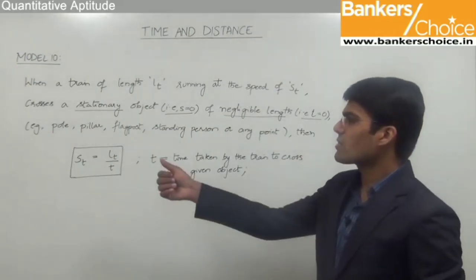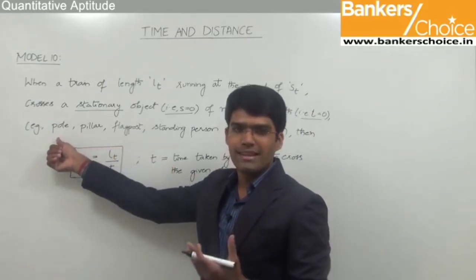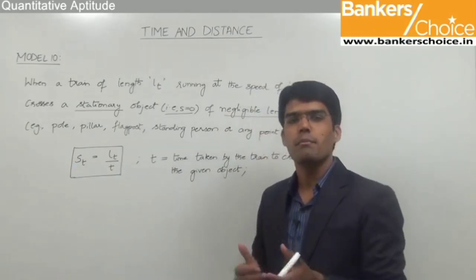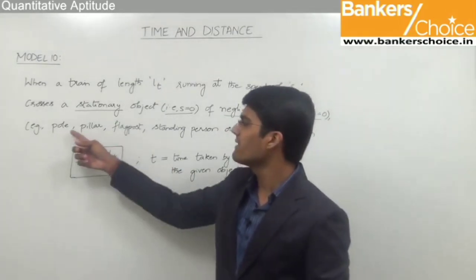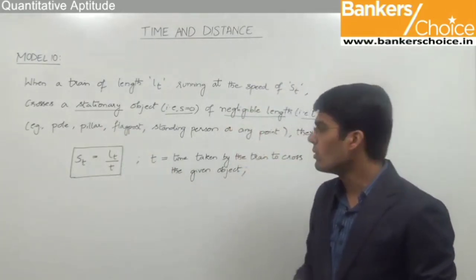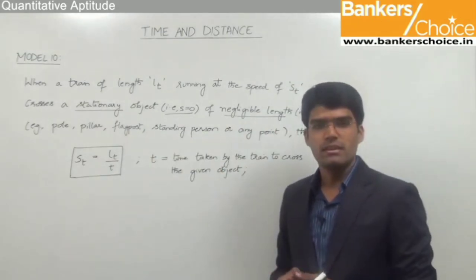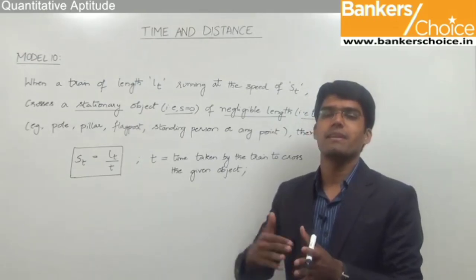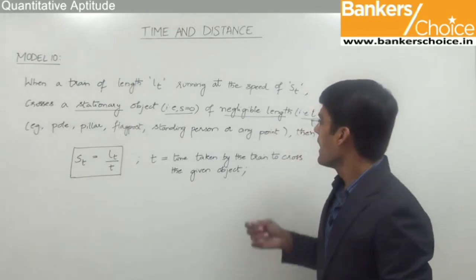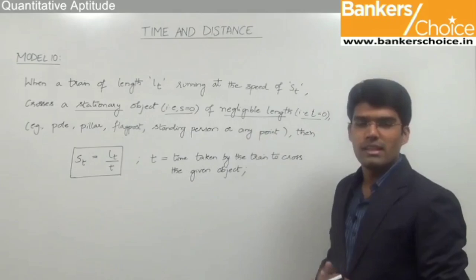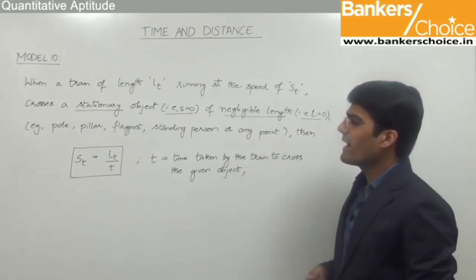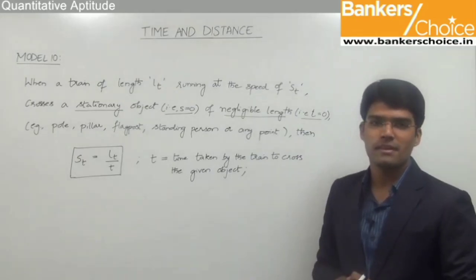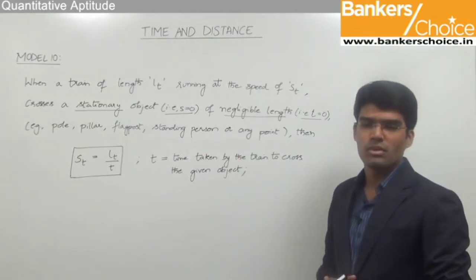For example, such objects can be a pole where the length is 0, a pillar or a flat post where again the length is negligible when compared to the length of the train. So for all these three cases, you see that the length of the object is 0. Even in case of a standing person, the length of the person, that is the width of the person, is negligible when compared to the length of the train. And for any single point, the length is again 0. So in all these cases, we find that the objects are stationary and their length is negligible when compared to the length of the train. So we can say that the length is 0 for all these objects.